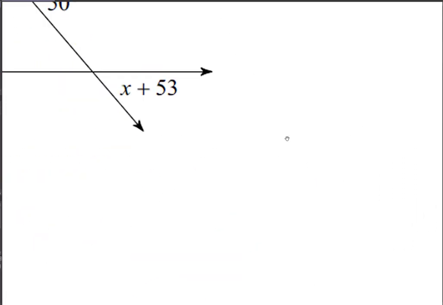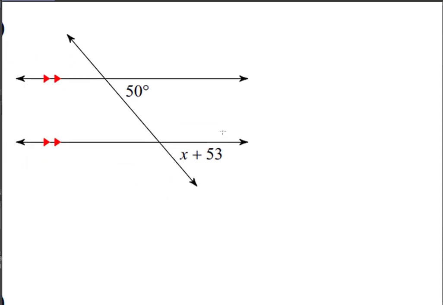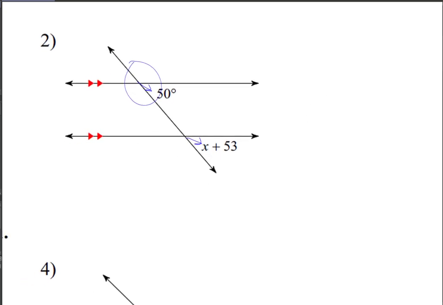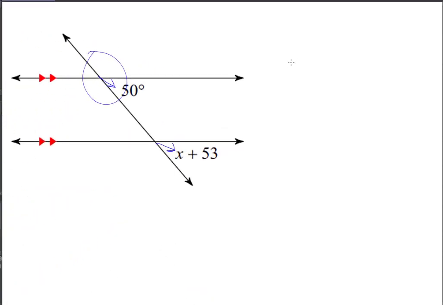Well, you know what? Let's do one where it's not there. So this one here, you have x plus 53, right? So these two angles here would be corresponding, right? If you think of it like a clock face, these two would be on the same part of the clock face, right? So as we know, if these two lines are parallel, then the corresponding angles are also congruent. So what that means is I can set them equal to one another.